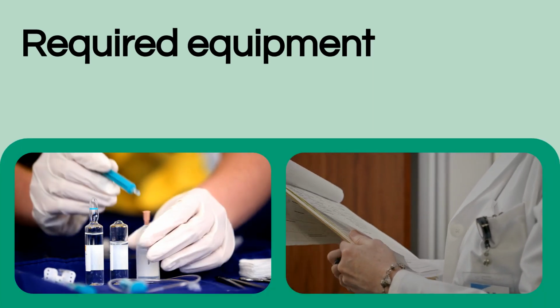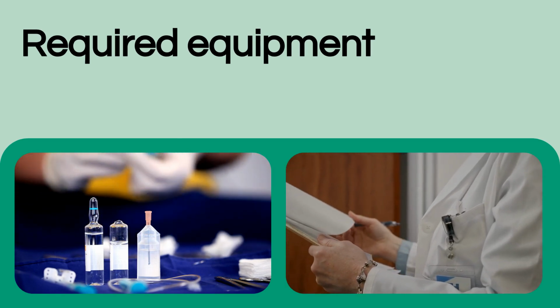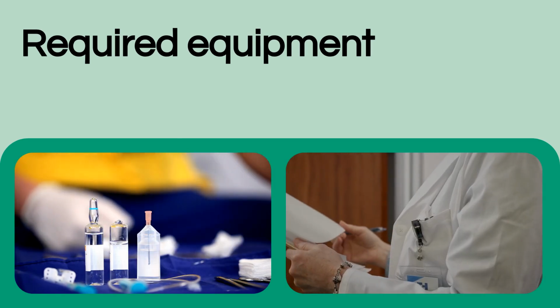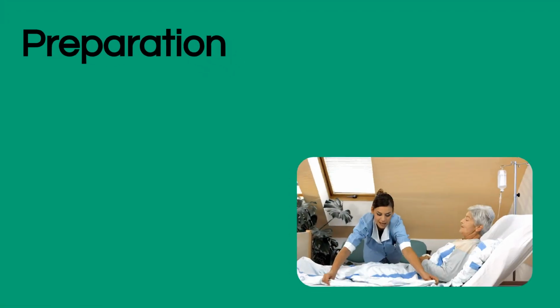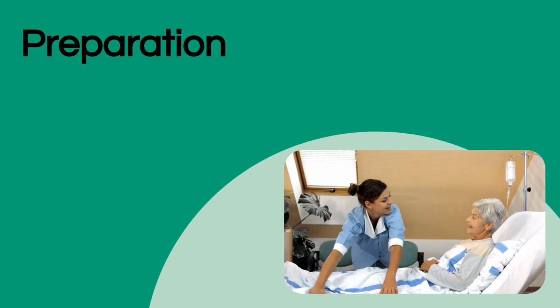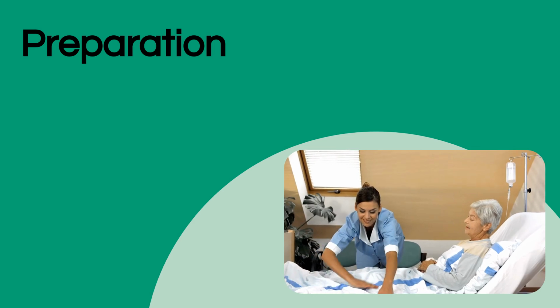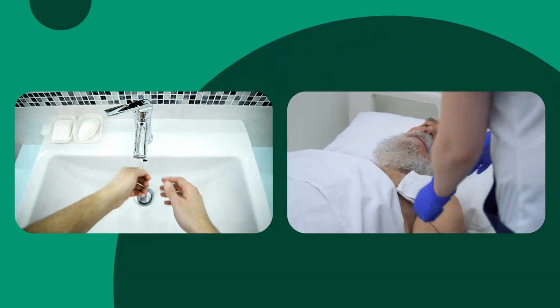Key equipment includes the catheter, sterile dressing pack, drapes, water or saline for the balloon, anesthetic gel for lubrication, and a urine collection bag. Let's walk through the procedure, starting with essential preparation steps. Preparation involves verifying patient identity, explaining the procedure, checking for allergies, proper positioning, and establishing a sterile field using hand washing and sterile drapes. Maintain strict asepsis throughout.